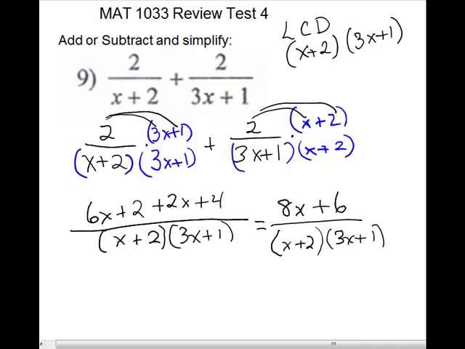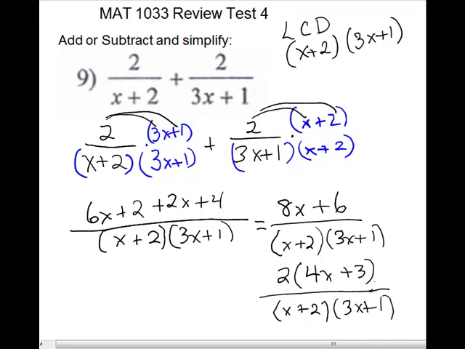We could factor a 2 out of the numerator. So if we take it out, that leaves 4x plus 3 over x plus 2 times 3x plus 1. It did not reduce, so either answer is correct.